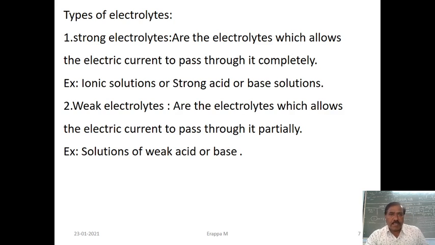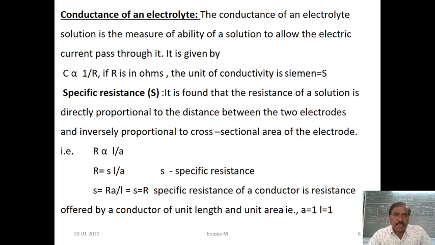Then types of electrolytes. In the electrolytes there are two types of electrolytes, strong electrolytes and weak electrolytes. Strong electrolytes are the electrolytes which allow the electric current to pass through it completely. That means complete ionization takes place. Example, ionic solutions or strong acid and strong base solutions. Weak electrolytes are the electrolytes which allow the electric current to pass through it partially. Example, solutions of weak acid and weak base.